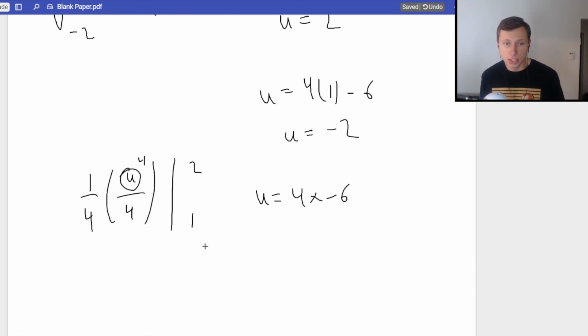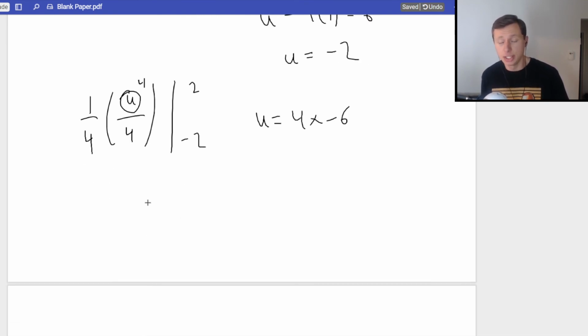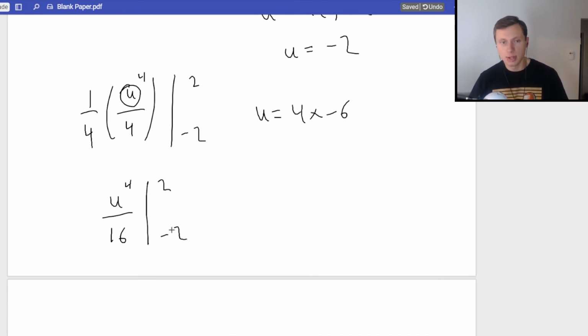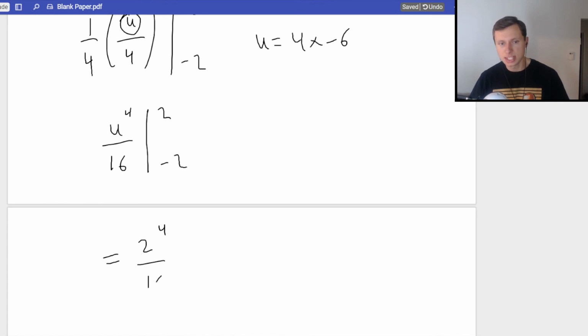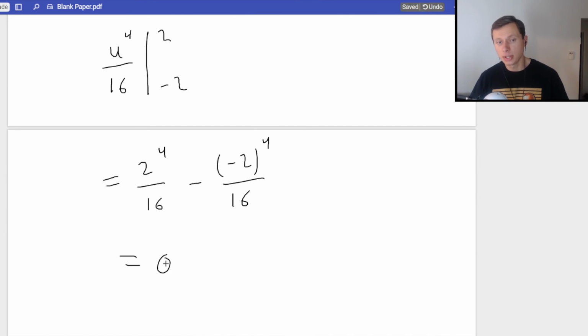The other thing we can do is, instead of plugging in for u, I can change my bounds, 2 up top, negative 2 on the bottom, and now I actually don't have to plug in for u. I can keep it in u. And just to prove we get the same answer, it's going to be u to the 4th over 16, because the 4 times 4 in the denominator is 16, evaluated from 2 to negative 2. I plug in 2 here, 2 to the 4th over 16 minus negative 2 to the 4th over 16. You plug that in a calculator, you're going to get 16 sixteenths minus 16 sixteenths. It's 0. You get 0 both times.